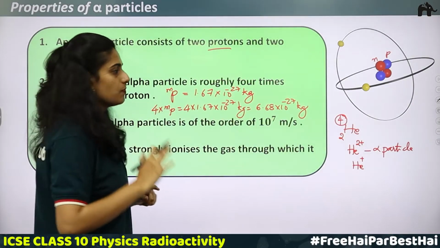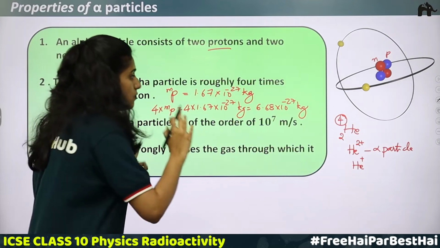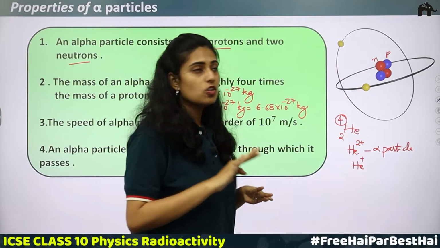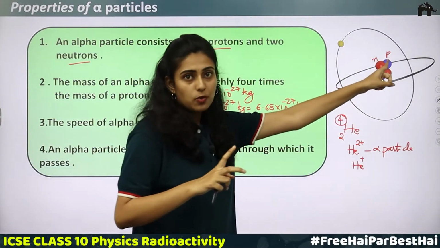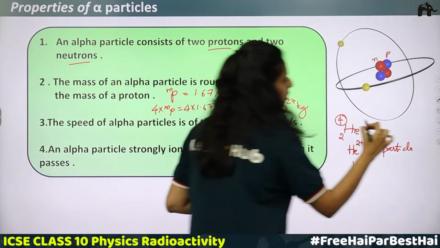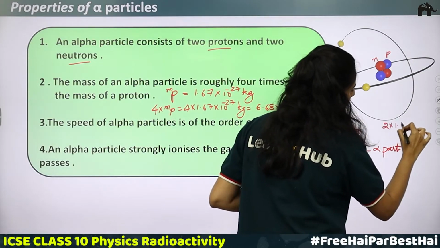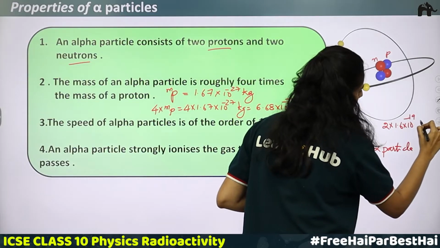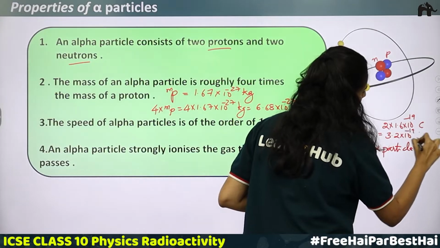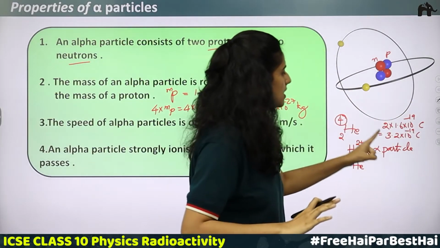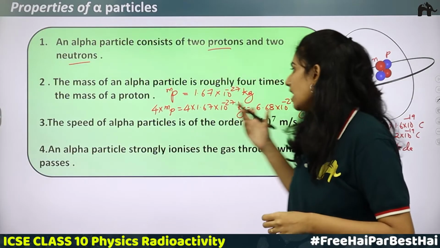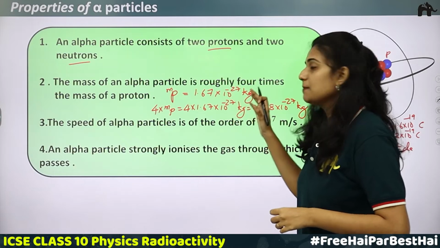What about the charge of alpha particles? Charge of an alpha particle, here there are 2 protons and 2 neutrons. Neutrons are chargeless. There are 2 protons, therefore 2 × charge of 1 proton, which is 2 × 1.6 × 10^-19 coulomb, that is equal to 3.2 × 10^-19 coulomb. So, the charge of an alpha particle is 3.2 × 10^-19 coulomb. So, with this charge and mass, we can calculate q/m, which is the specific charge.